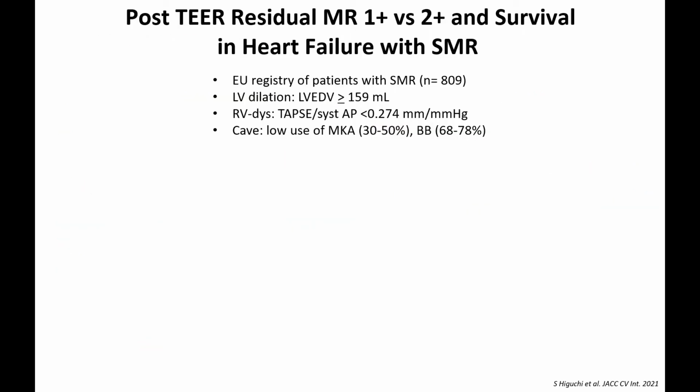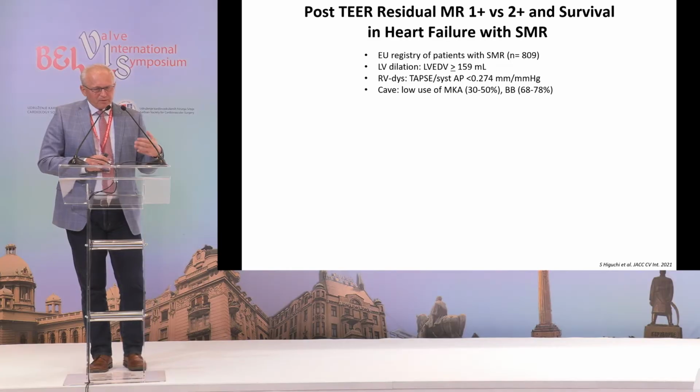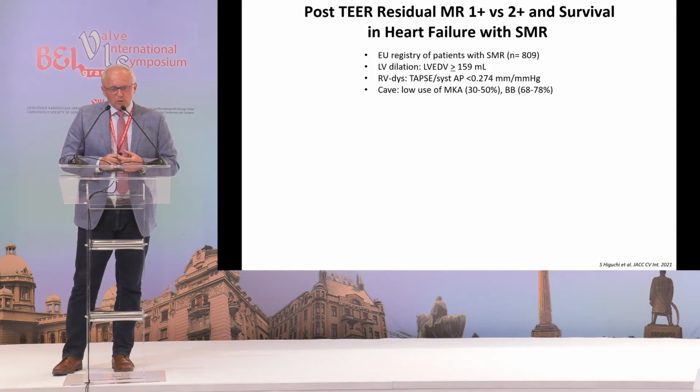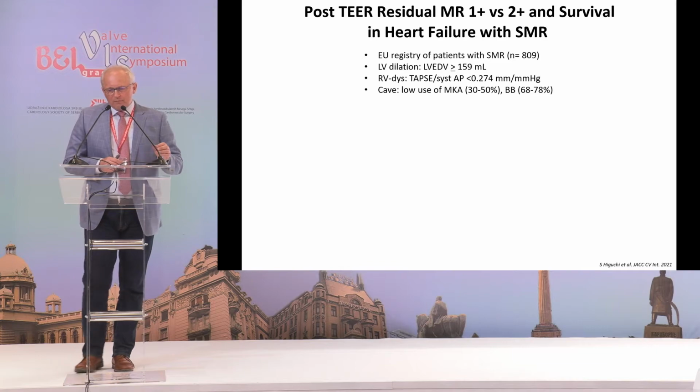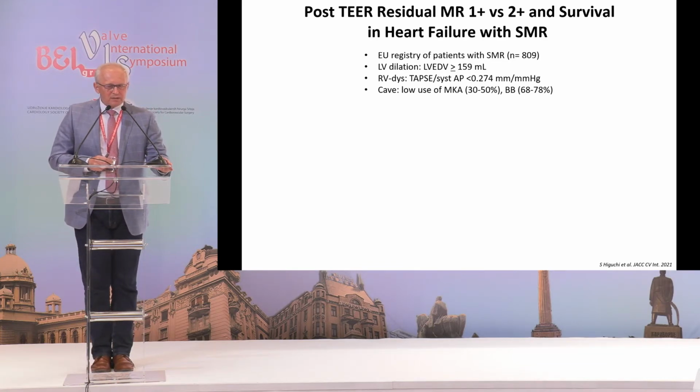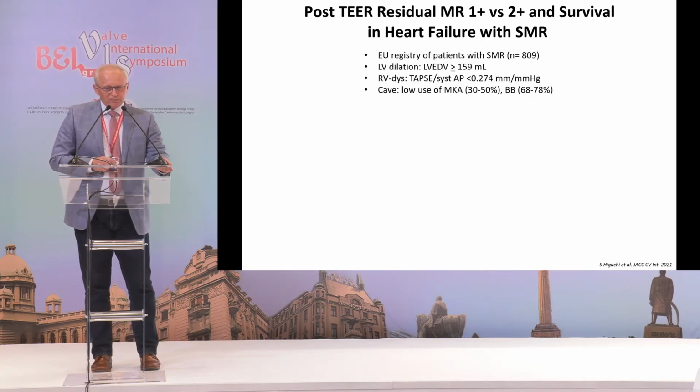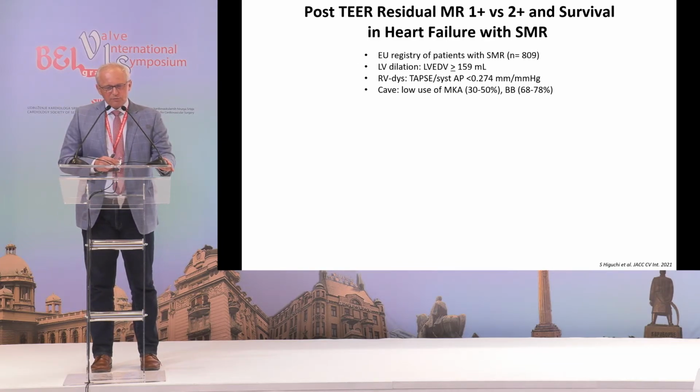The second information is coming from a registry, just published a few weeks ago. It's a European registry of patients with secondary mitral insufficiency, a large number of patients, 800. Interestingly, the investigators addressed the question, what is the impact of residual MR grade 1 versus grade 2 on survival, depending on the left ventricular remodeling and right ventricular dysfunction. You see the cutoff values: LV dilation of 150 milliliters of LV diastolic volume was the cutoff for dilation. And for the assessment of right ventricular dysfunction, they used the combined index of the ratio between TAPSE and systolic pulmonary artery pressure, with a cutoff of 0.274.